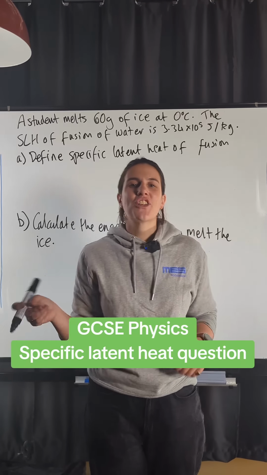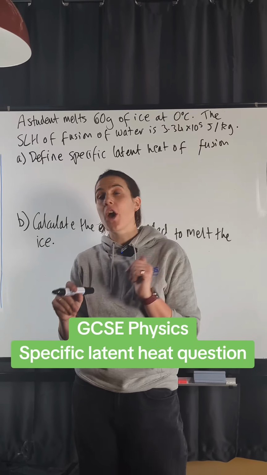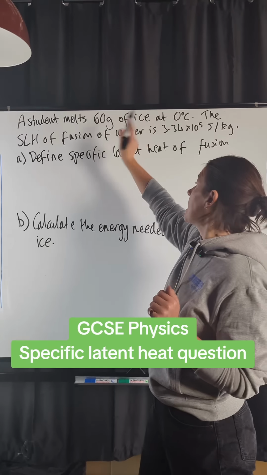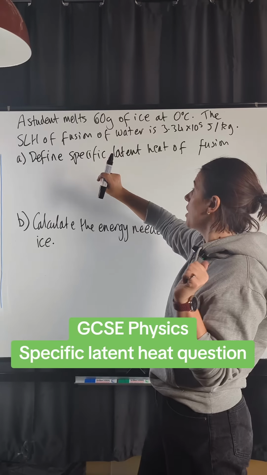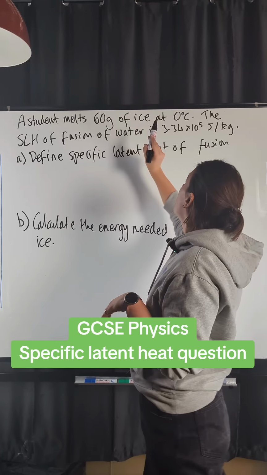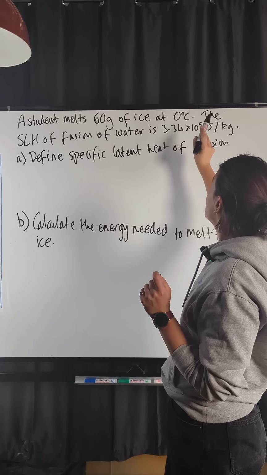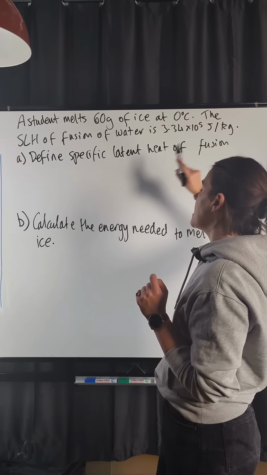Hey GCSE Physics, coming to you today with specific latent heat questions. So, a student melts 60 grams of ice, let's remember grams for a minute because we're going to have to come back to that at the end of the question, at 0 degrees. The specific latent heat of fusion of water is 3.34 times 10 to the 5 joules per kilogram. Define specific latent heat of fusion.